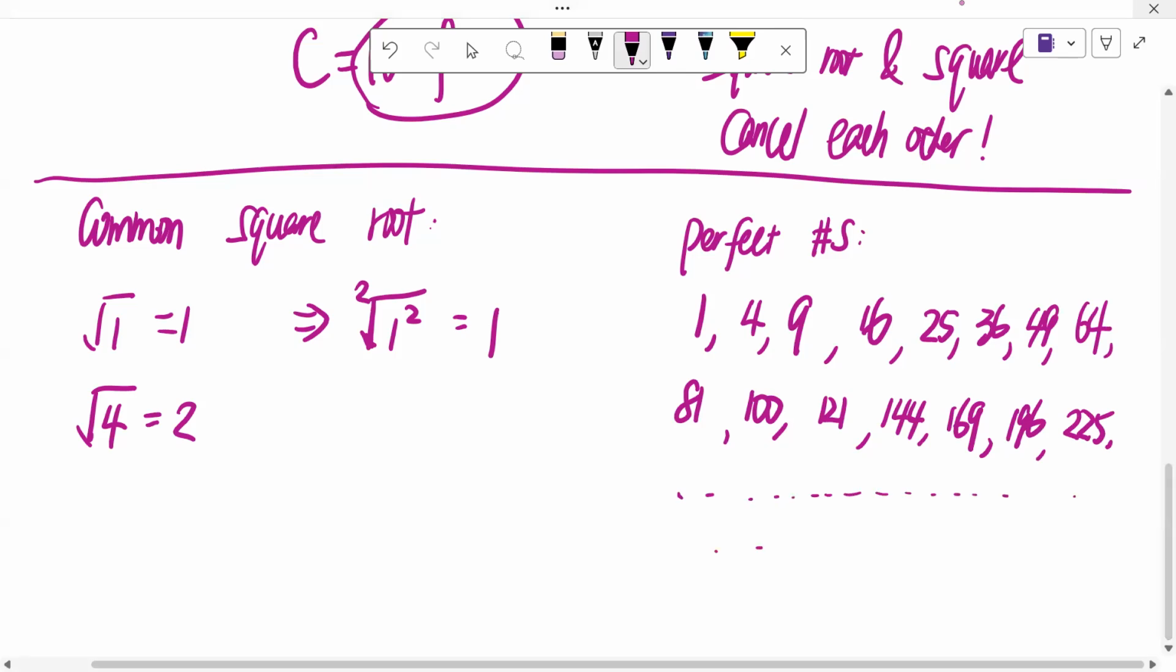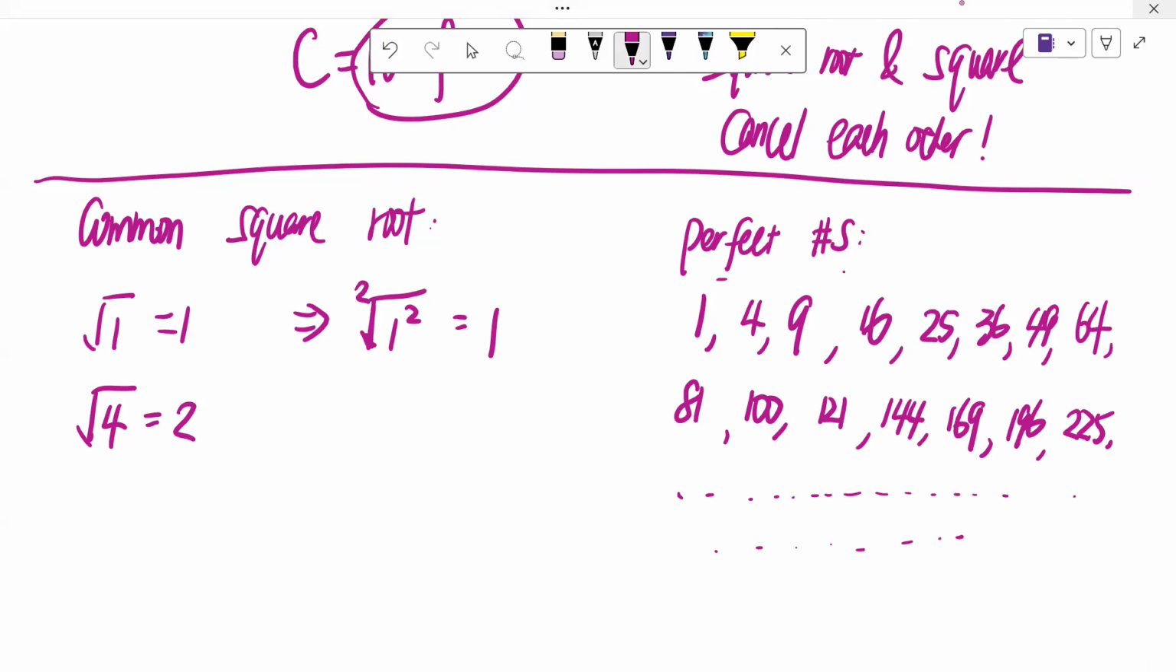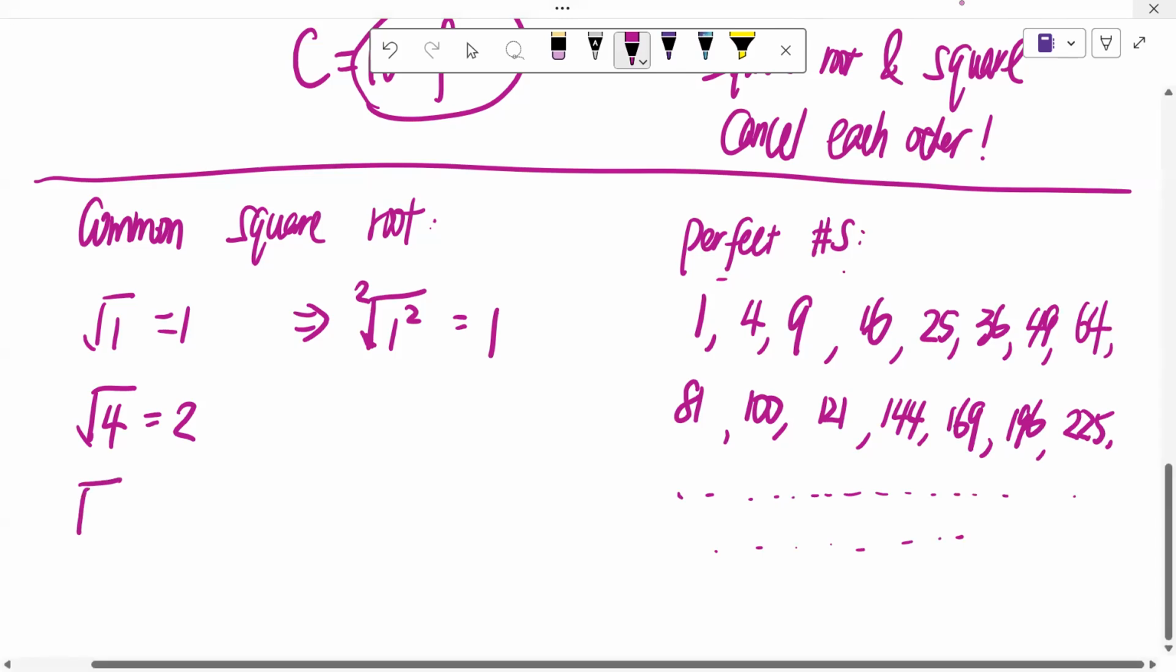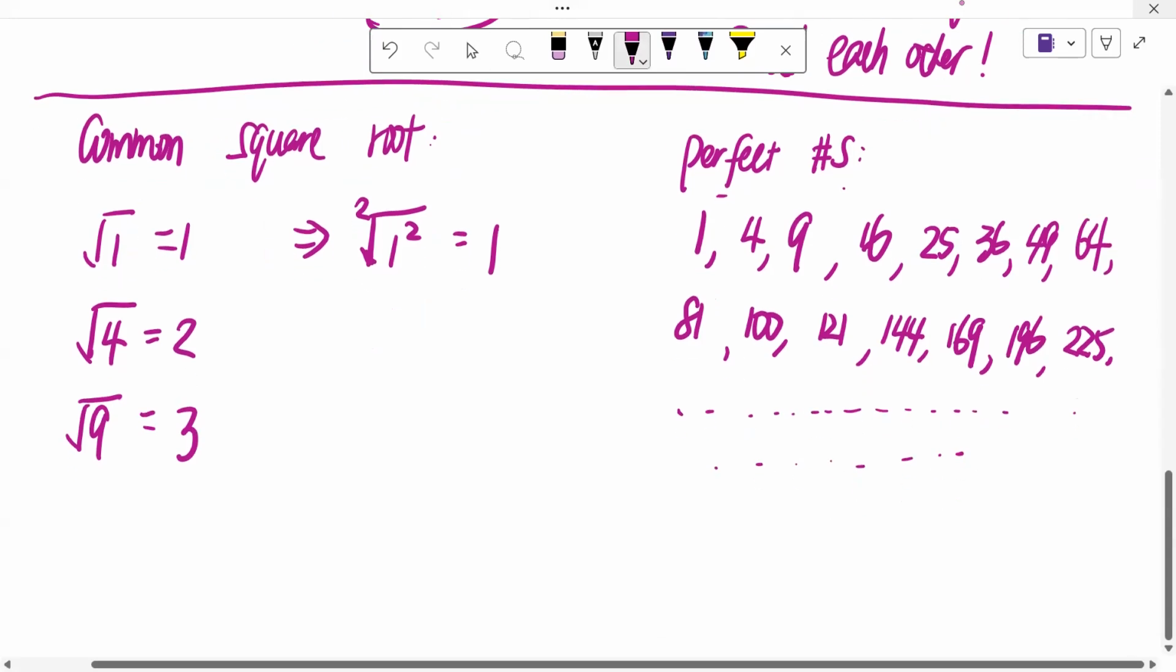We have infinitely many perfect numbers, and all of these roots become special numbers. So the square root of 4 becomes 2, the square root of 9 becomes 3, and the square root of 16. You go back to the, like, 16 is 4 squared, so you go back to the base number here.